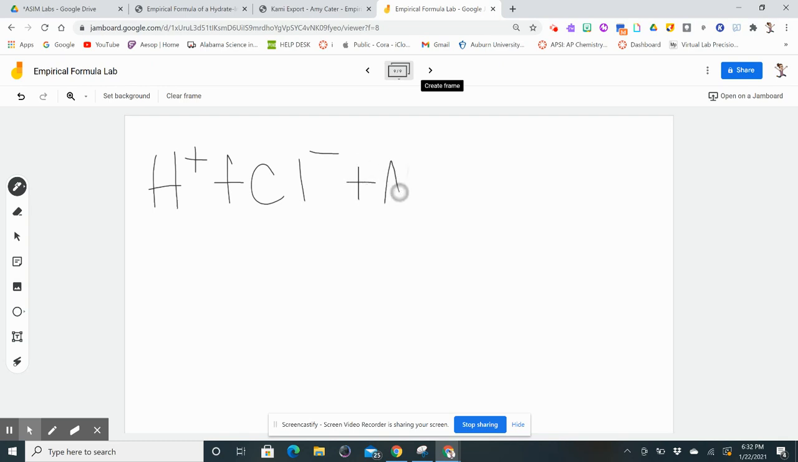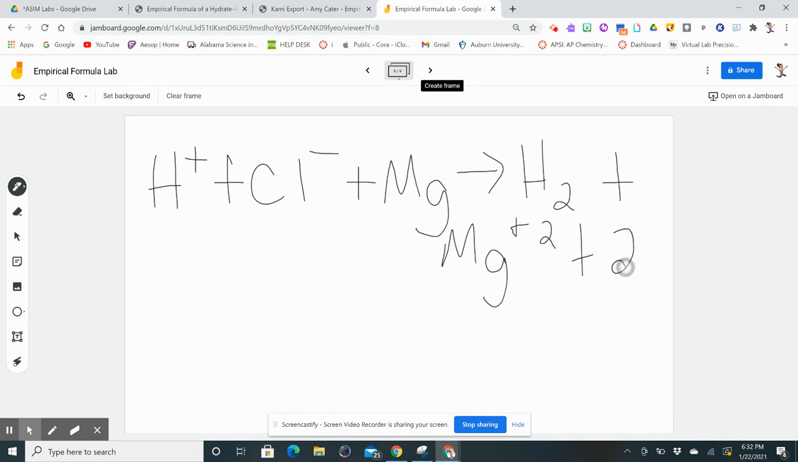And then we have the magnesium. And we end up with hydrogen gas plus your magnesium chloride dissolved in the water. That's why you couldn't see it at first. That's why we had to boil all that water off. So it became magnesium 2+ and 2 chlorines. So I have to have 2 here and 2 here. There. Okay. So I have chlorines on both sides. And since I have chlorines on both sides, they cancel out.